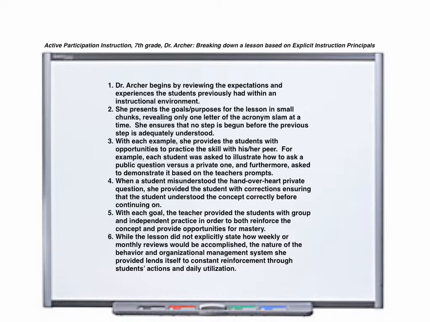Through this group process, individuals who were unsure about how to use these skills were able to use their peers as models. Furthermore, those who already mastered the concept are able to do so until they hit automaticity. While the lesson did not explicitly state how weekly or monthly reviews would be accomplished, the nature of the behavior and organizational management system she provided lends itself to constant reinforcement through students' actions and daily utilization within instruction.